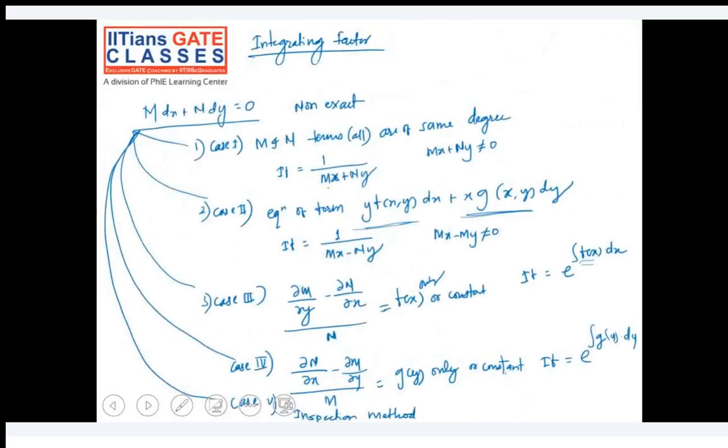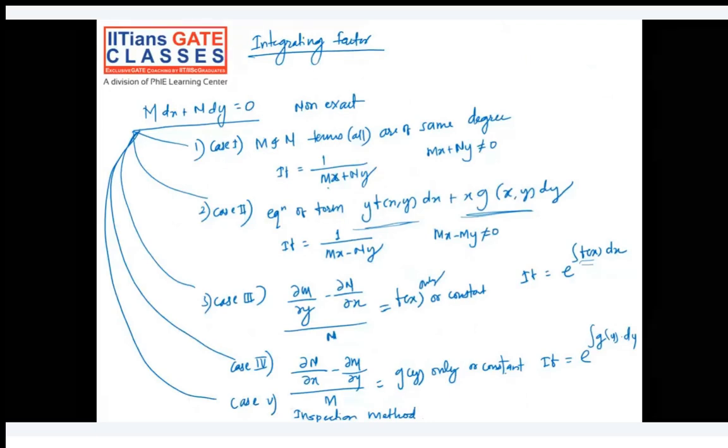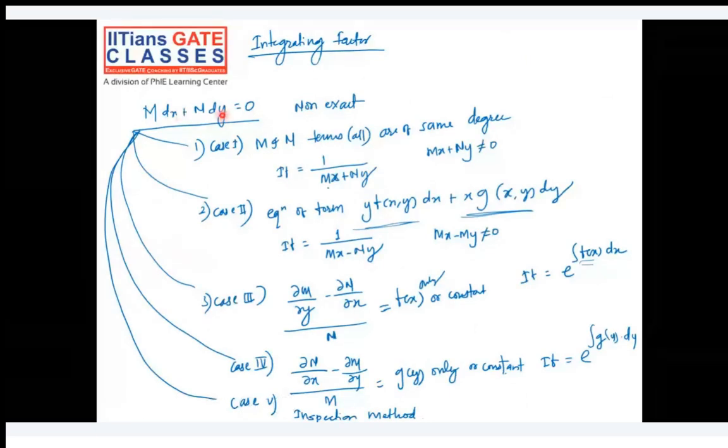So the answer is by multiplying the equation with the integrating factor. Take a non-exact differential equation, for example, mdx plus ndy equal to 0. You can convert this non-exact differential equation to an exact differential equation by multiplying with the integrating factor. So if you multiply the entire equation with the integrating factor, your non-exact differential equation will become an exact differential equation. And then you know how to solve the exact differential equation, right? So how to convert non-exact to exact? As I said, by integrating factor.